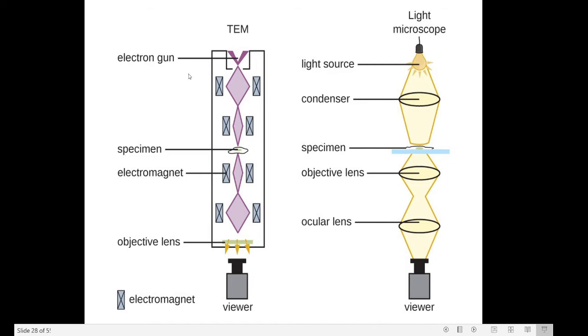In the TEM, we have the electron gun. This electron gun produces the electrons. The electron beam passes through the copper grid and onto the specimen. The specimen image is developed through electromagnetic lenses. The electromagnetic field produces the image.